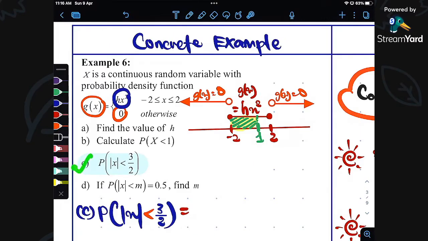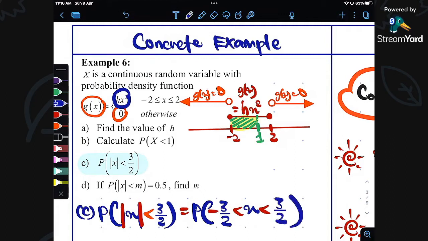Now, let's solve question C, which is finding the probability of modulus x less than 3 over 2. Whenever you see a modulus, you know what to do already. It is just the probability of x in between two numbers, which are -3 over 2 and +3 over 2. Yes, you do know how to write this. We call this in between. In between, it always puts less than like that. Don't ever change it.